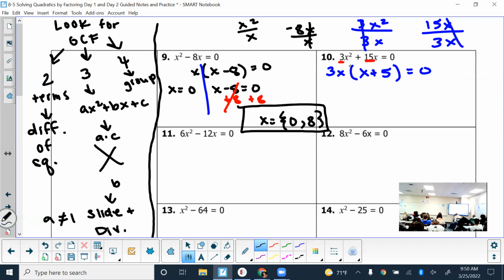Read step 3 on the front of your notes. Set each factor equal to 0 and solve for x. Now my factors are the 3x and the x plus 5. So factors are things you multiply together, like the 3x and the parentheses. So set each one equal to 0 and solve for x in each situation. What's the opposite of multiplying by 3? So we'll do that for this equation. The 3's cancel. What's 0 divided by 3?